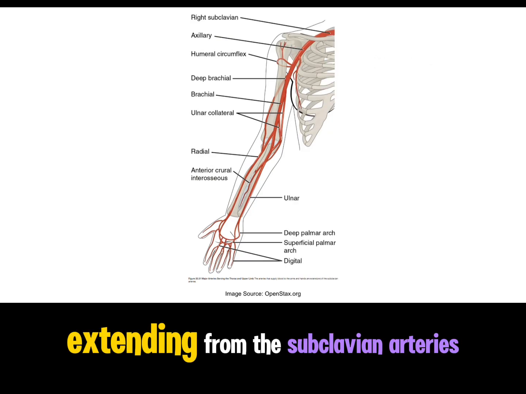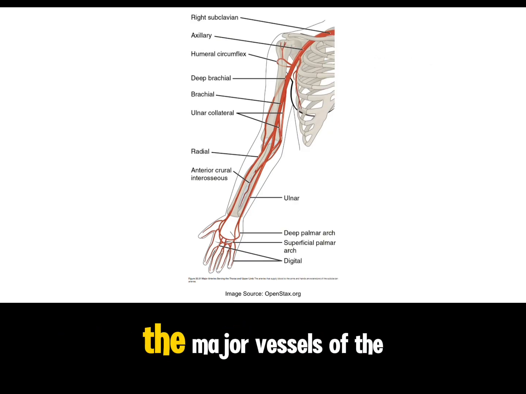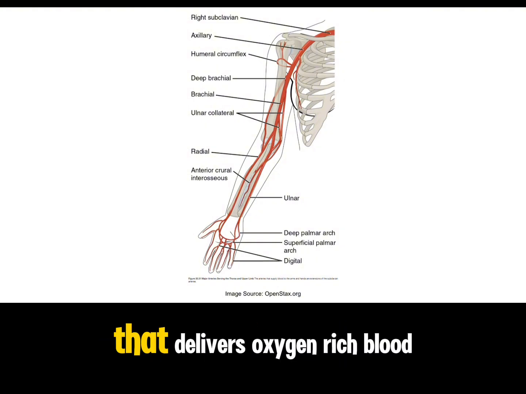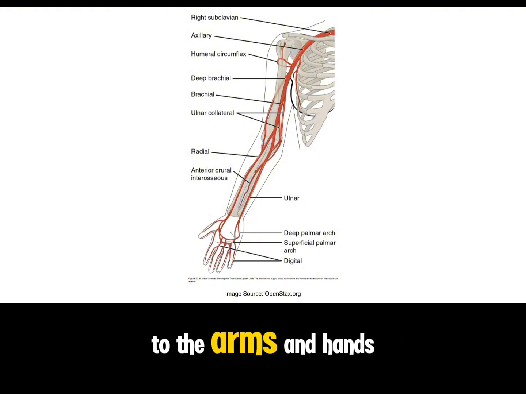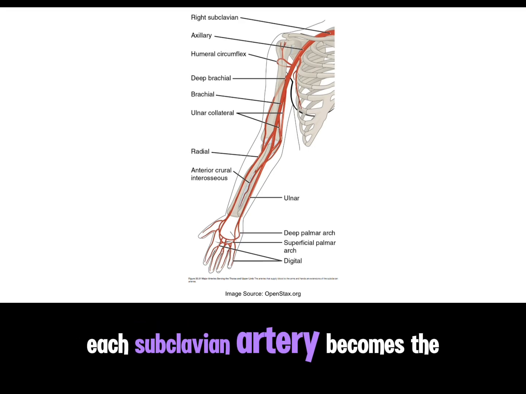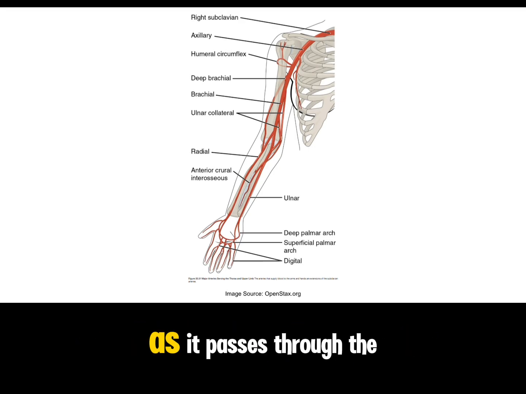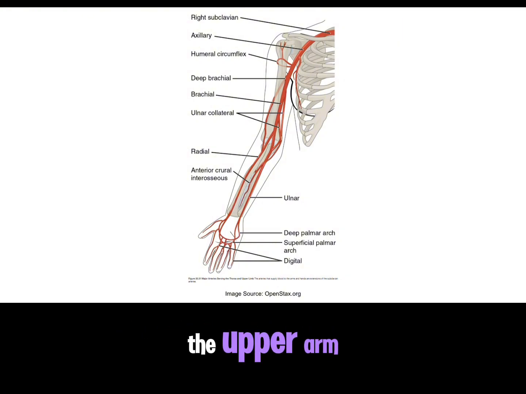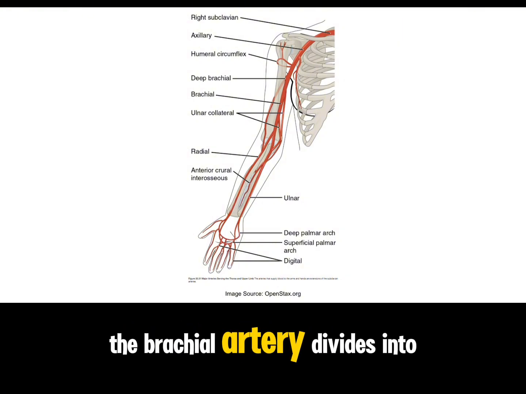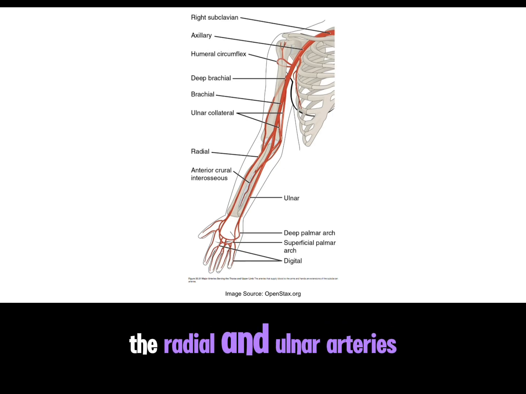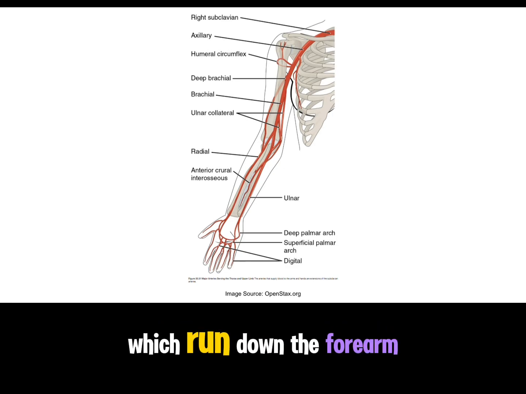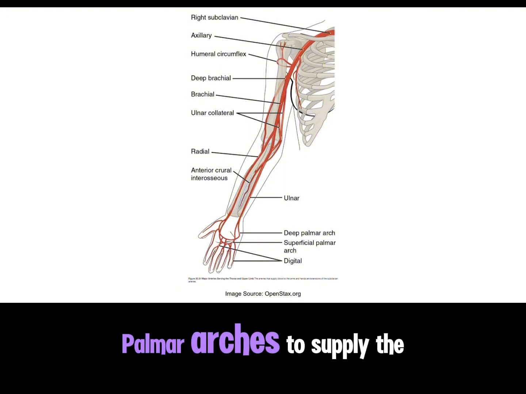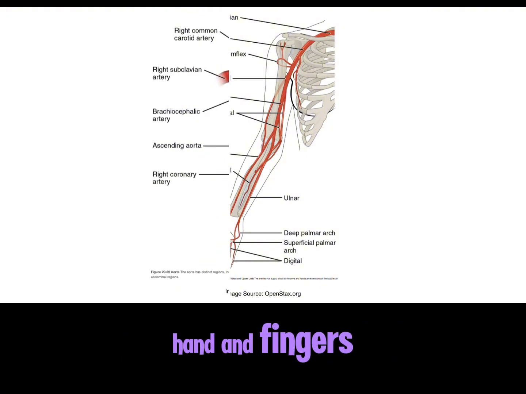Extending from the subclavian arteries, the major vessels of the upper arms form a continuous pathway that delivers oxygen-rich blood to the arms and hands. Each subclavian artery becomes the axillary artery as it passes through the armpit, then the brachial artery along the upper arm. Near the elbow, the brachial artery divides into the radial and ulnar arteries, which run down the forearm and join in the superficial and deep palmar arches to supply the hand and fingers.